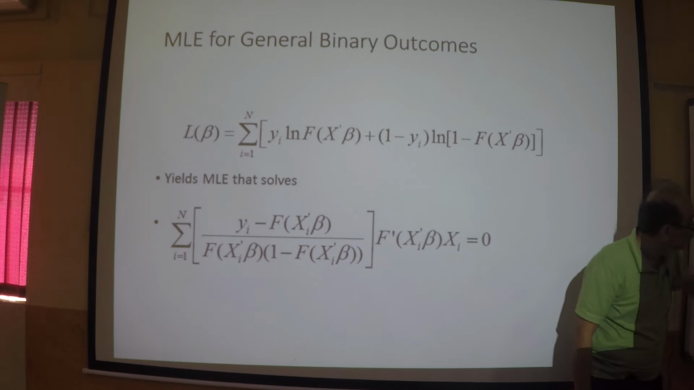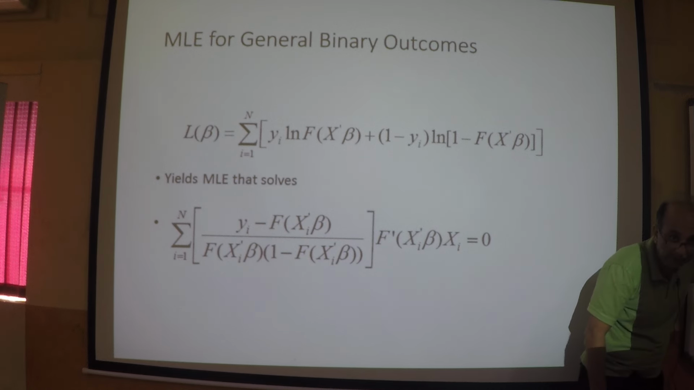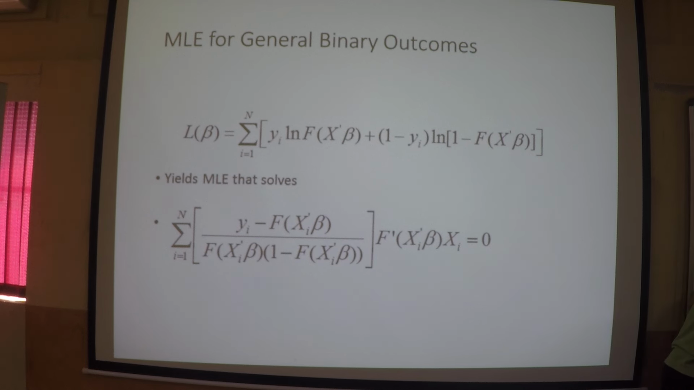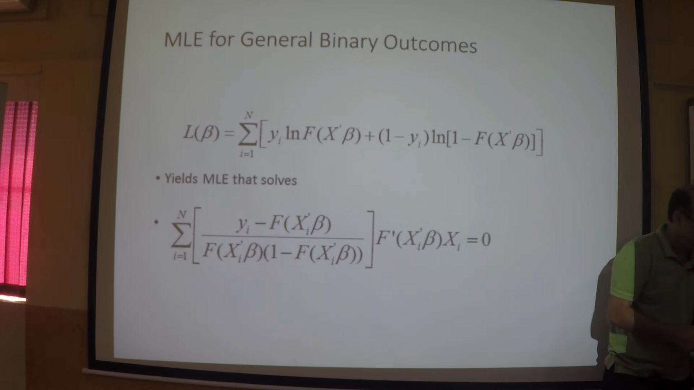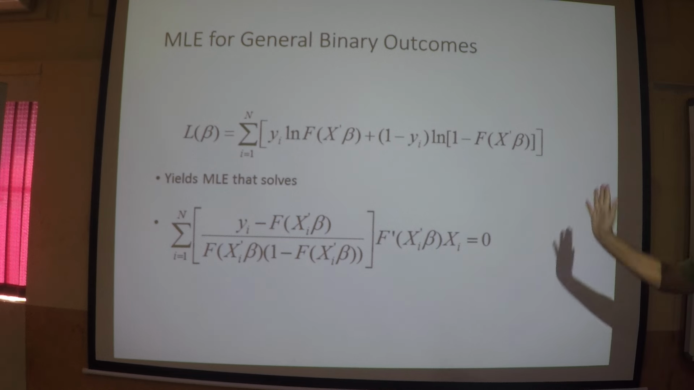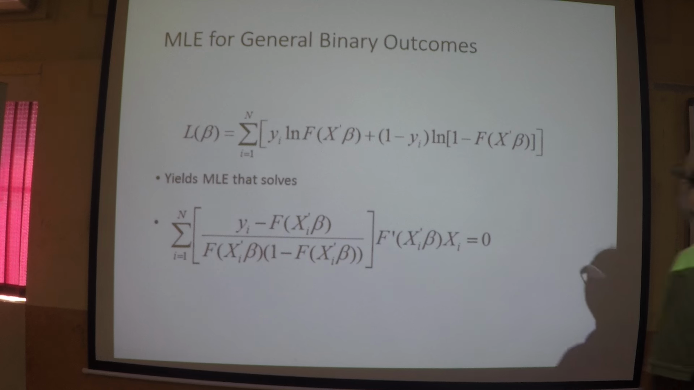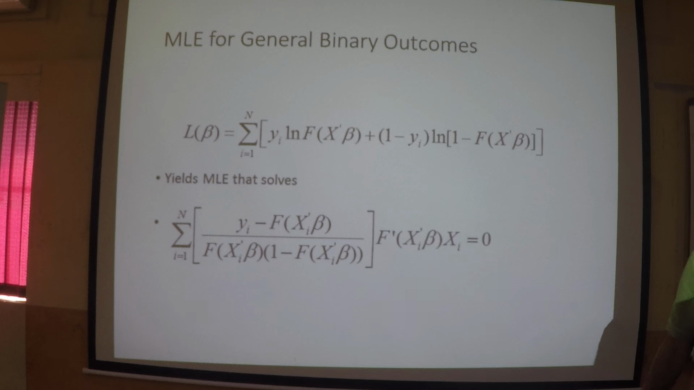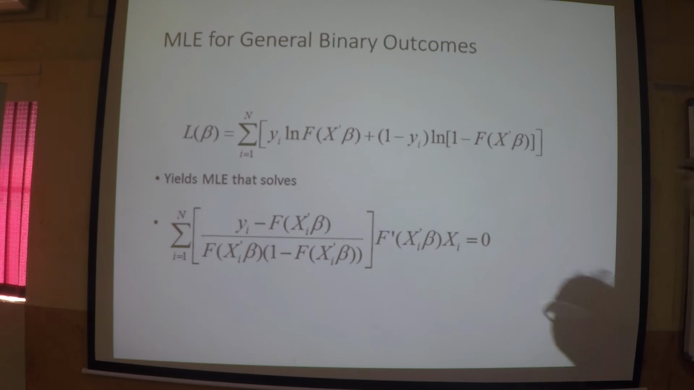Or, if you take the summation outside and write the whole thing like this, then it will be summation of yi log f of x dash beta plus 1 minus yi log of 1 minus f. Now, for the MLE, you'll have to differentiate that with respect to beta, and it will yield you this MLE.